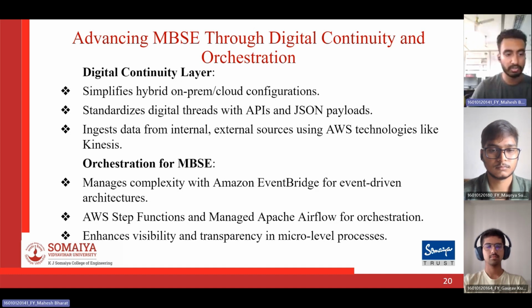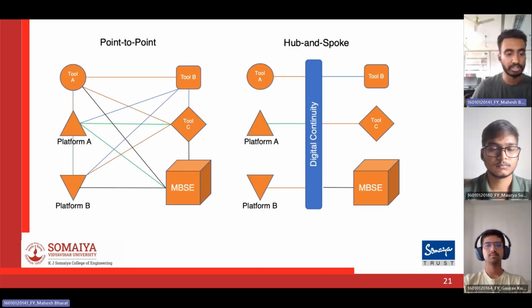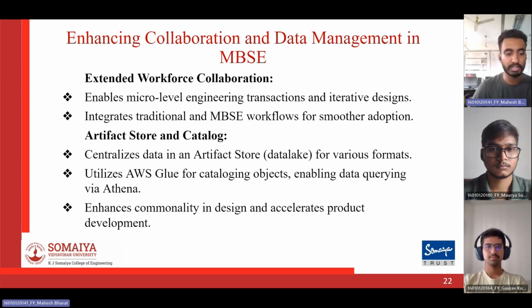And talking about orchestration for MBSE, we have services like Amazon EventBridge, AWS Step Functions, and Managed Apache Airflow, which enhance visibility and transparency in micro-level engineering processes. This diagram illustrates how digital continuity and orchestration work together to streamline MBSE workflows and ensure data flow and communication between various components. Talking about the extended workforce collaboration, this allows different disciplines and suppliers to cooperate at a micro level, allowing for iterative designs and localized optimizations.